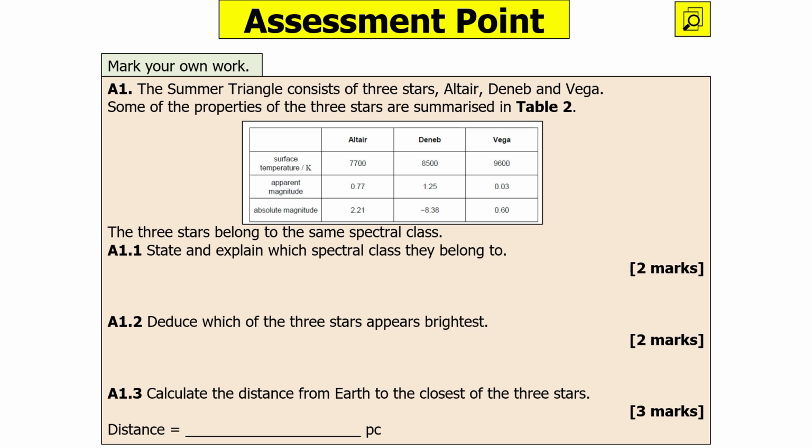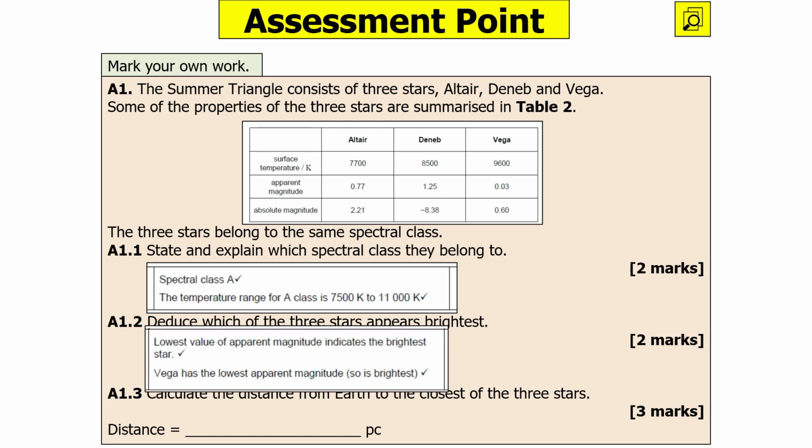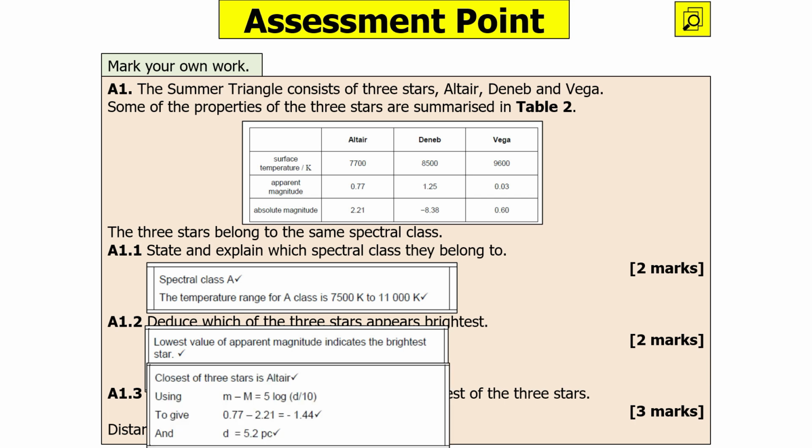Right, in this first one, you've got to learn the temperatures and how they're linked to spectral classes. So it's spectral class A because that's the temperature range they all go into. Which will appear the brightest? Well, that's the one with the most negative apparent magnitude. So therefore it's Vega from the values given. And then the distance to the closest of the stars, well, you should work out that Altair is going to be the closest of the 3 stars.